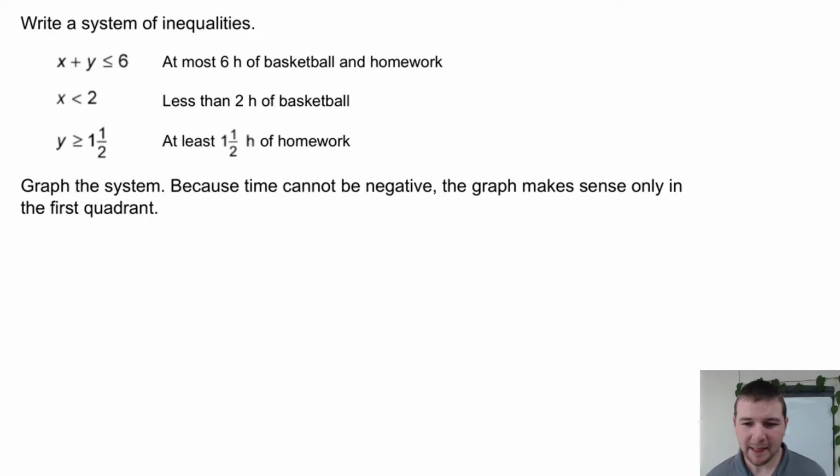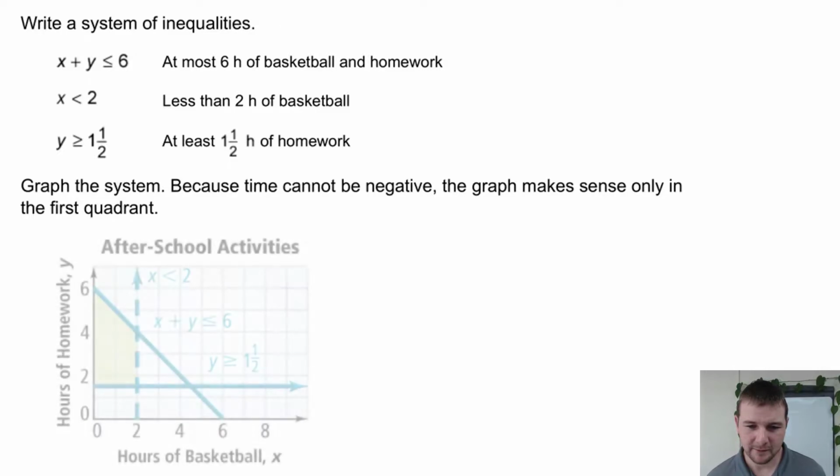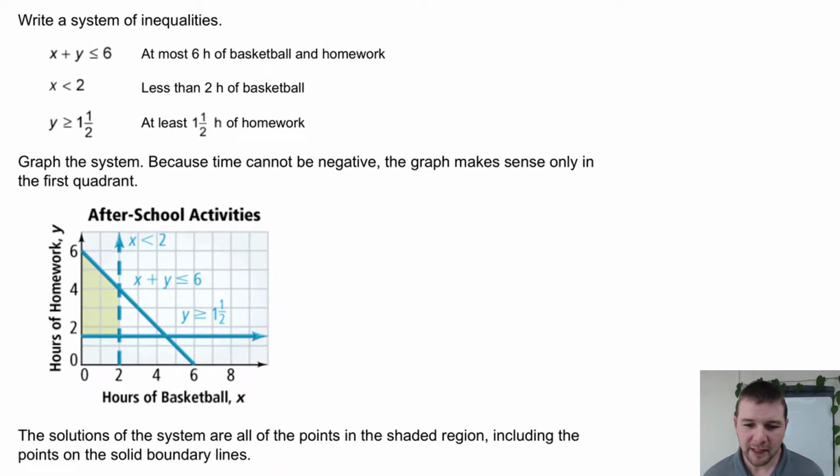Because time cannot be negative, the graph makes sense only in the first quadrant. We graph the 3 inequalities, and the solutions of the system are all the points in the shaded region, including the points on the solid boundary lines.